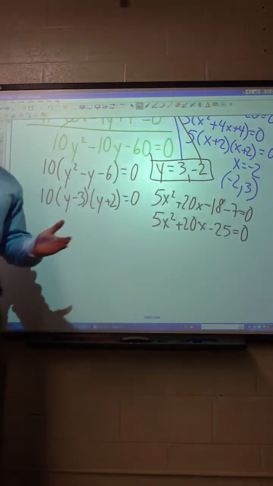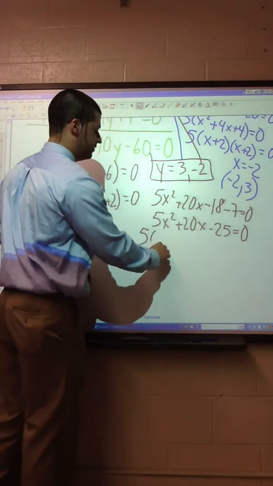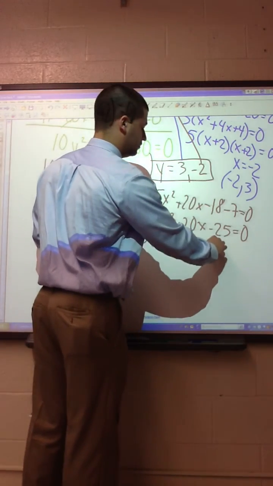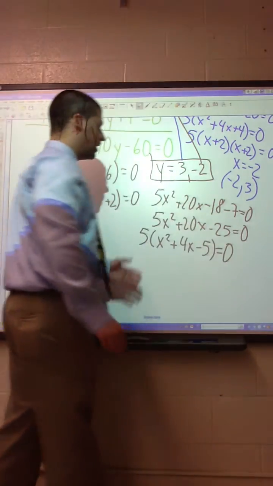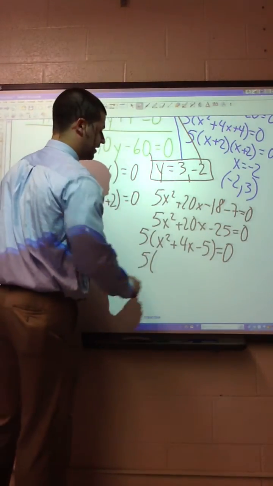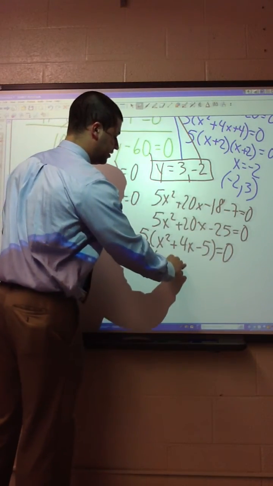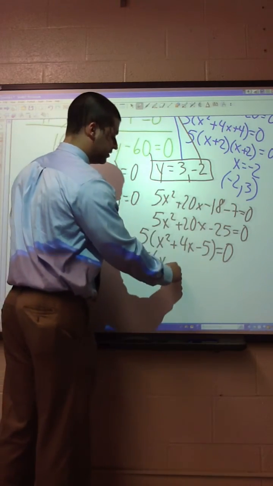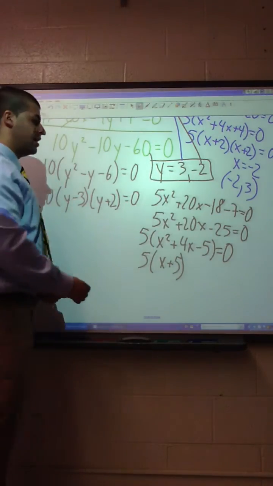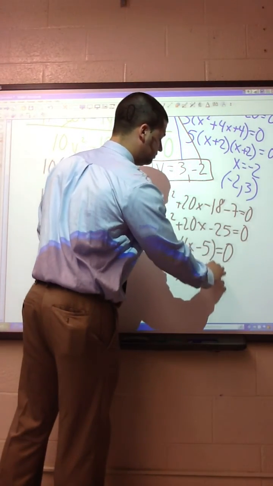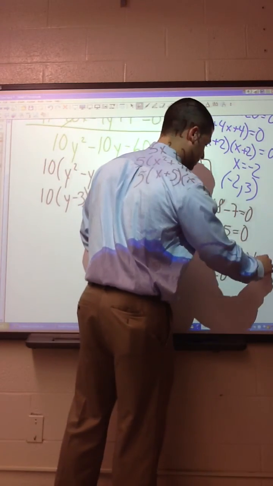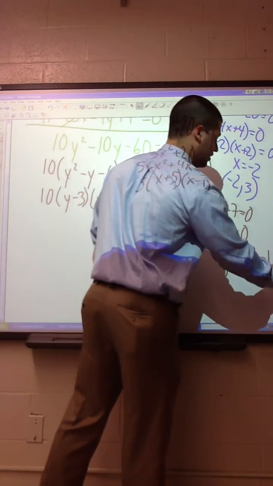Luckily, again, we get to take out a GCF. Take out the 5. Another a equals 1 trinomial. So we keep our GCF out here, and we say x plus 5, because the middle term is positive, so the bigger number would take the positive sign, and x minus 1 equals 0. So our two solutions for x would be 1 and negative 5.